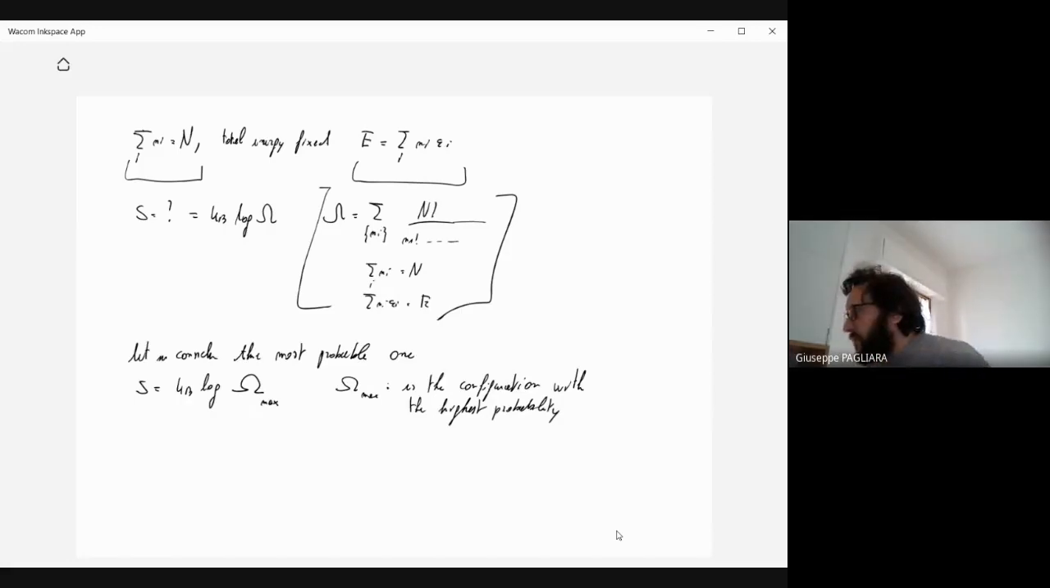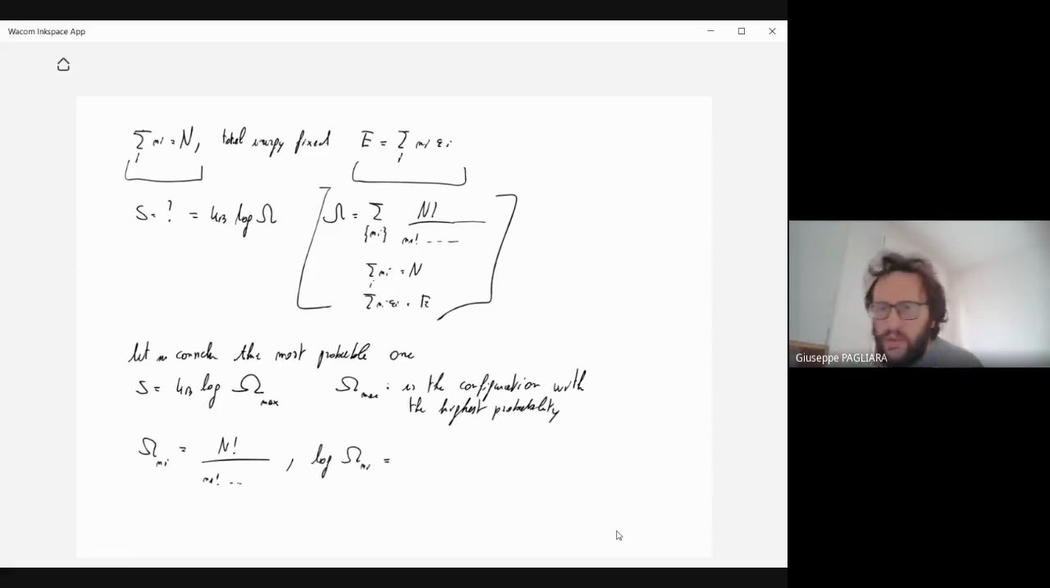Now, to do this calculation, the thing is the following: omega of Ni. Let me see how I wrote it. Yes, in general it is n factorial over the product of Ni factorial, etc. So when I take the log of this quantity, I get, as in the previous case, the result that is n log n minus the sum over i of Ni log Ni. It is just the same as before.